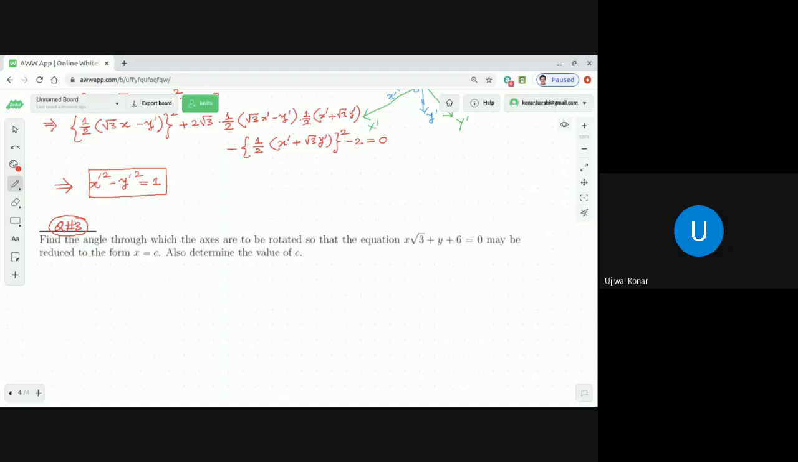So I repeat the question once more. Find the angle through which the axes are to be rotated so that the equation x root 3 plus y plus 6 equal to 0 may be reduced to the form x equal to c, and also find the value of c. So you need to find the value of the angle. If theta is the angle, you need to find the value of theta, and also the value of c. I will appreciate it if you can work on this problem and send me your solution by today.